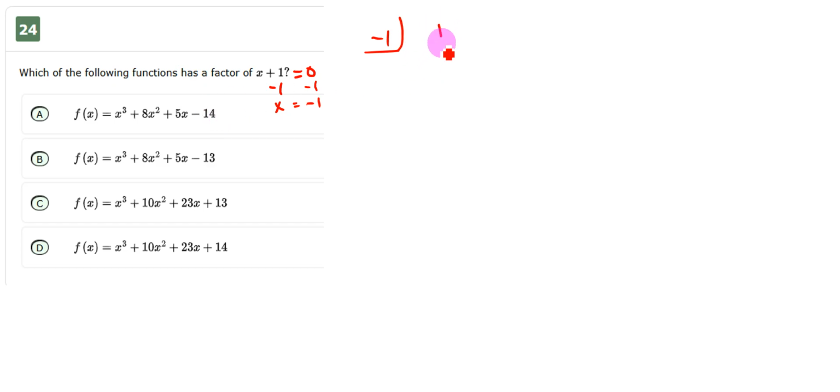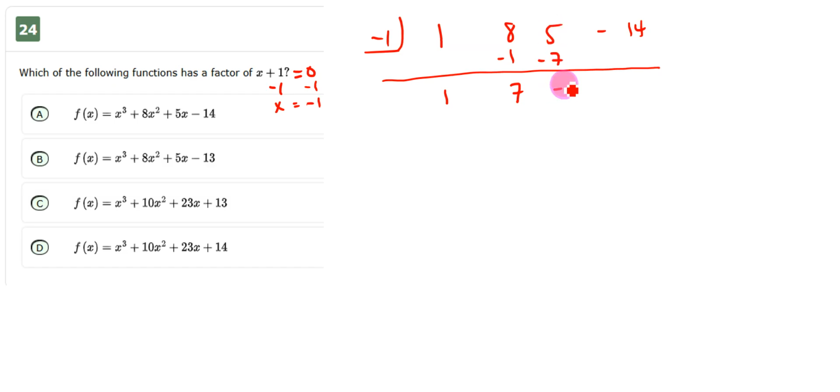So we're coefficients 1, 8, 5, negative 14. The point of this is we need a remainder to be 0. If the remainder is not going to be 0, it's not a factor. Bring the 1 down, multiply it by negative 1, add those. Negative 1 times 7 is negative 7, and 5 minus 7 is negative 2. Negative 1 times negative 2 is positive 2, so we are going to have a remainder, so that one's out.